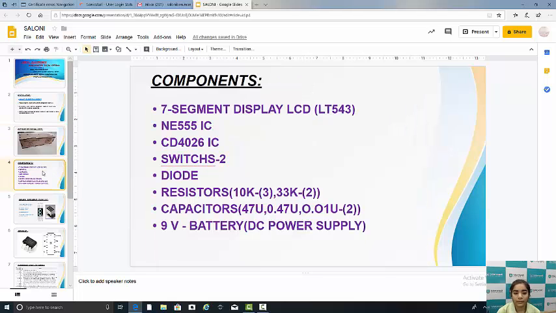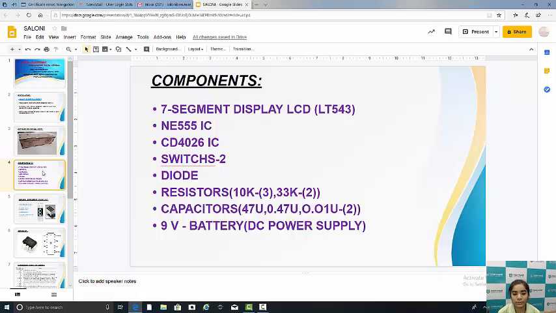Now let's see which are the components I used for my project. First, 7 segment display LCD. In 7 segment display LCD, I used LT543 because there are so many types of LCD, but I used LT543. Now second is NE555 IC, third is CD4026 IC, and there are also 2 switches.